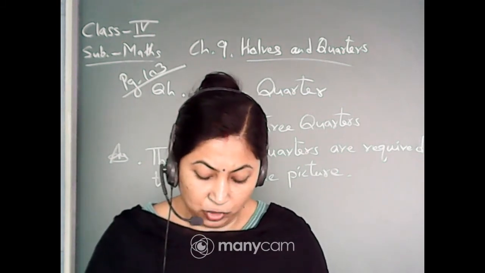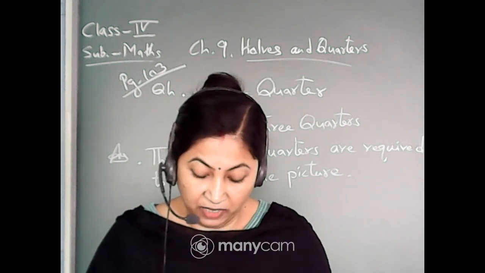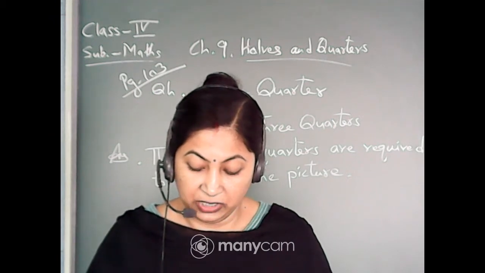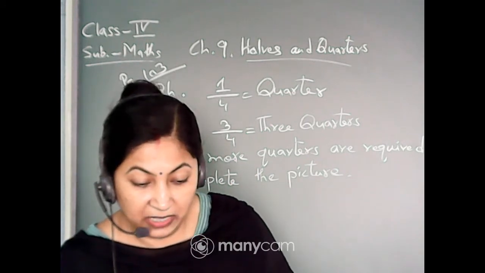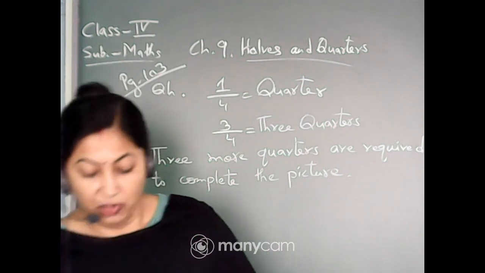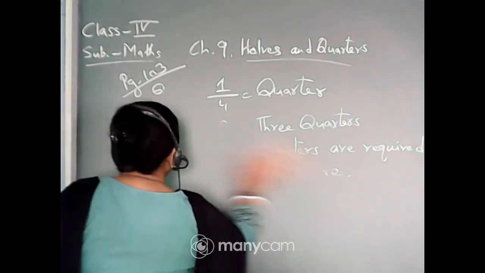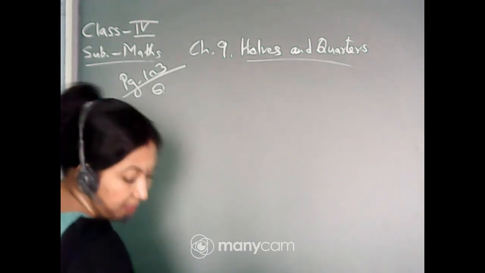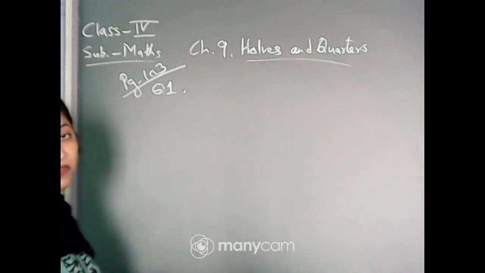Now the second question is, using your string, draw a line of length half meter on the floor, and how many centimeters long is the line? Okay, this is the second question. First of all, we will solve the first question. Can you tell me what will be the answer for half meter, 1/4 meter and 3/4 meter? The first one, it is told to cut 1/2, 1/4 and 3/4.